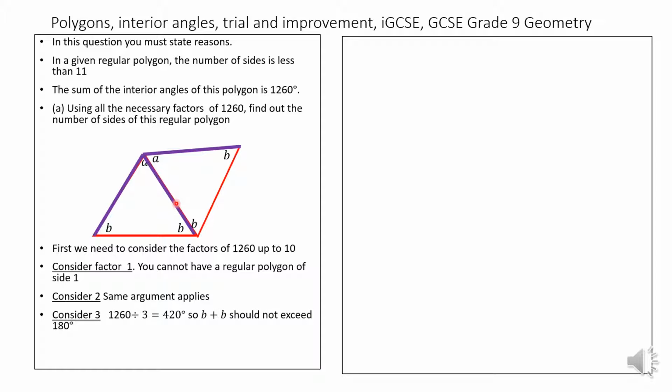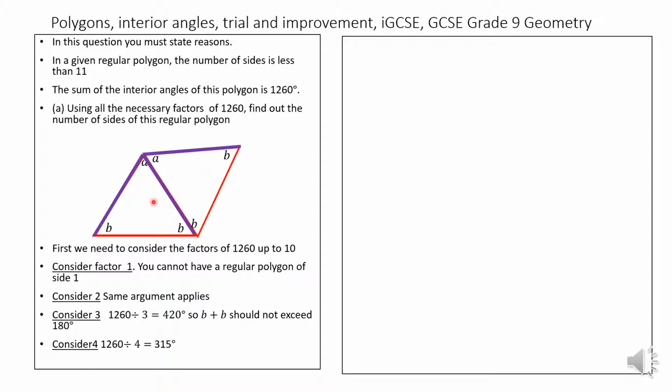And thirdly, if we divide 1260 by 3, we get 420 degrees, which suggests that B plus B is 420. But in a triangle, the sum of the interior angles is 180. And here we've got 420, which means that it's impossible. Now, don't forget that I'm answering this question as it is required. Right, okay, try 4.